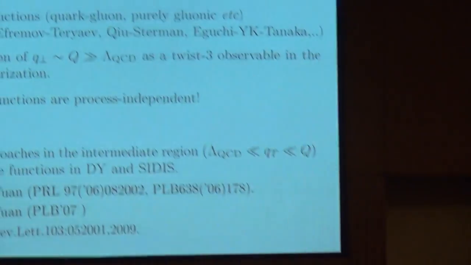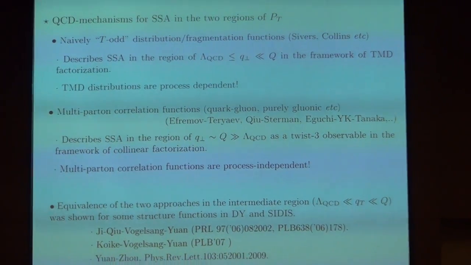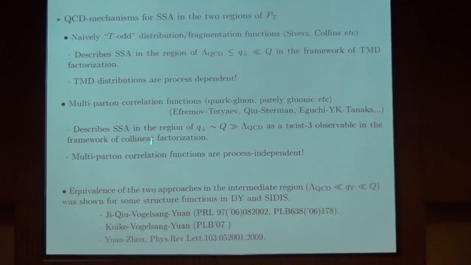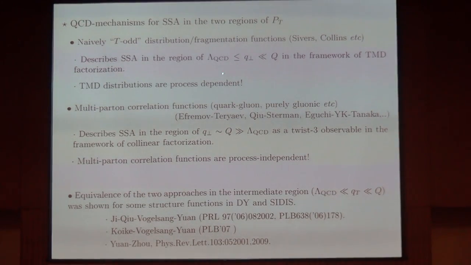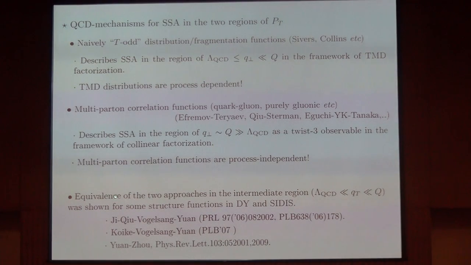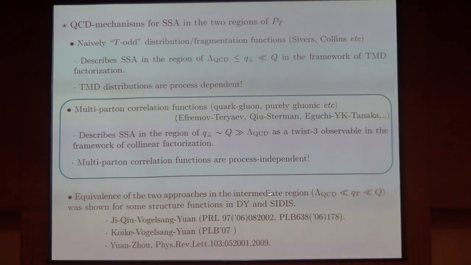Okay, let's proceed to the next. There are some studies, and relations between these two approaches have been known. For processes such as Drell-Yan and SIDIS, in which TMD factorization works, in the intermediate region of the transverse momentum, these two frameworks are shown to give the equivalent single spin asymmetry. It's been shown by these papers. Therefore, for some processes, these two frameworks look completely different, but they give equivalent single spin asymmetry. So they are kind of a unique description of single spin asymmetry in QCD. In the remainder of this talk, I will focus on the second approach.